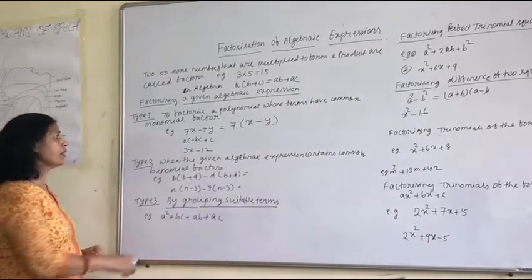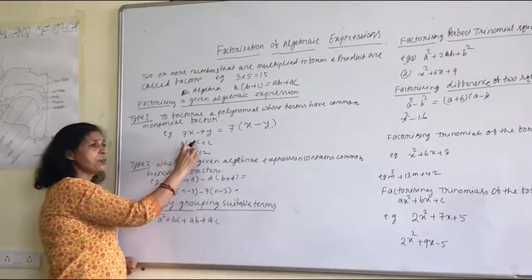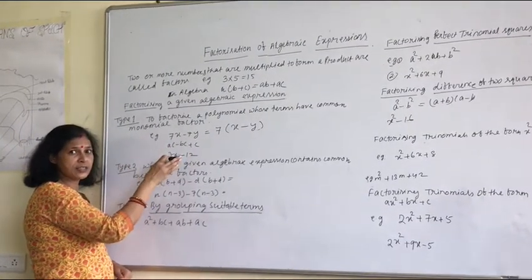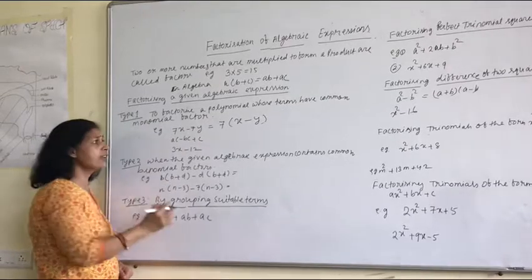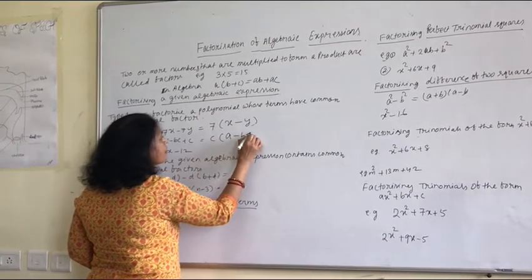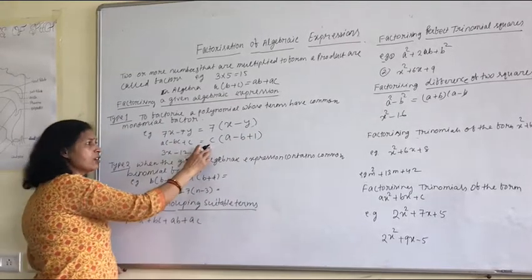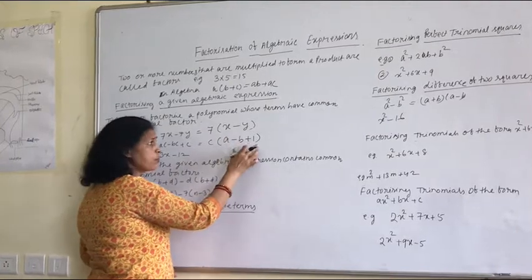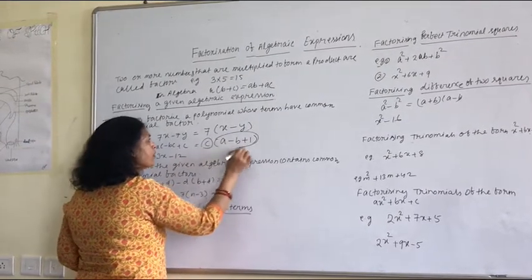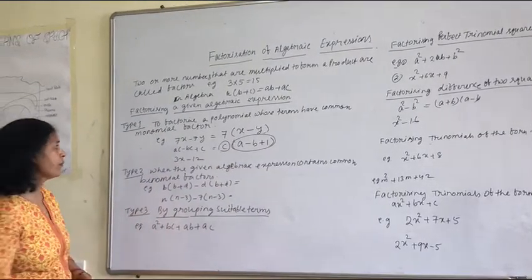Take another example, a trinomial: ac minus bc plus c. In all three terms, c is present, so you can take c as common. So a minus b plus 1. Two factors are there: one is c and the other is a minus b plus 1. Two factors are there.